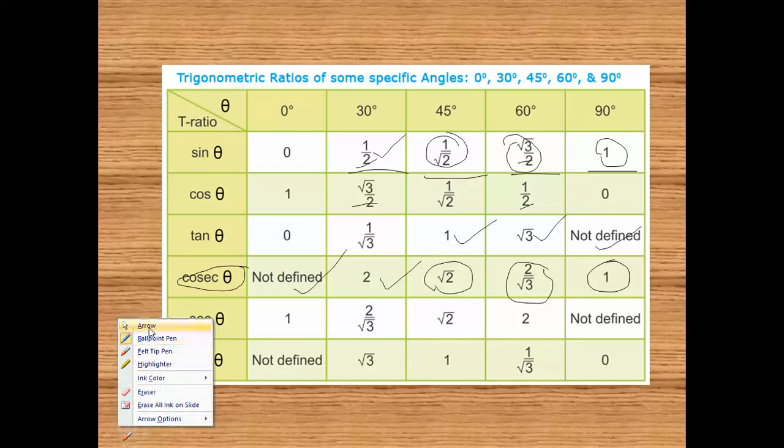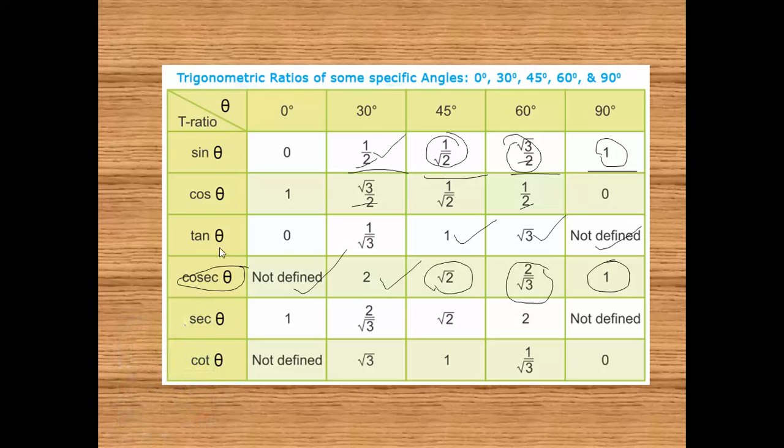So like this, we can find the trigonometric ratios of some specific angles: 0, 30, 45, 60, and 90 degrees.